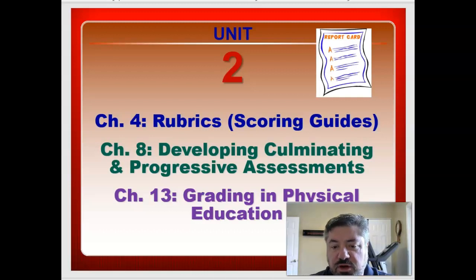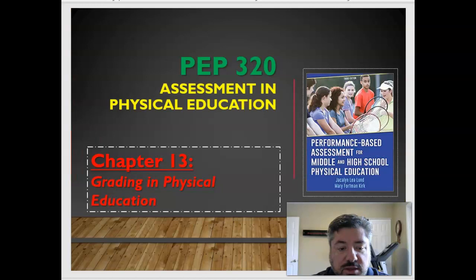So remember, Unit 2, we started back in rubrics with rubrics and scoring guides for Chapter 4. We continued on to Chapter 8, talking about developing, culminating, and progressive assessments. So that was our progressive formative assessments that build into the culminating and summative assessment. And we are now wrapping up Chapter 13, which we're discussing grading in physical education. So let me go ahead and get us ready for today. So, like I said, this is our final lecture for Chapter 13, Grading in Physical Education.